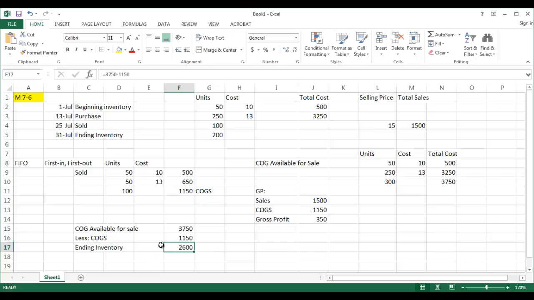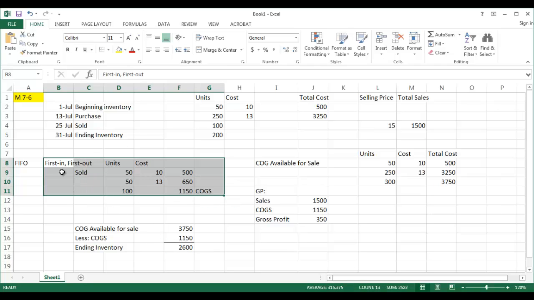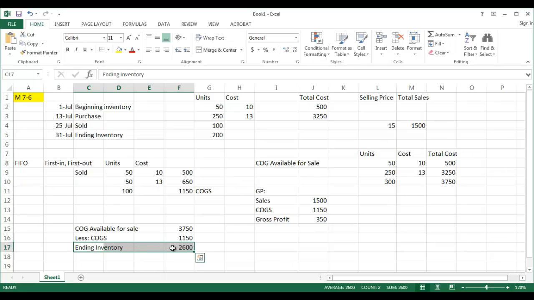The other way we could do that is to do what we did here with cost of goods sold, but work in reverse. Right? If I sold my oldest units, then the ones I had in ending inventory were my newest. So given that I have 200 units in ending inventory, those 200 units are going to be my newest 200 units.